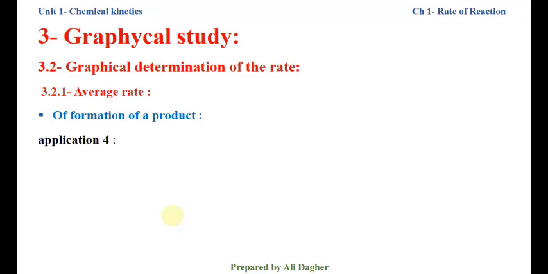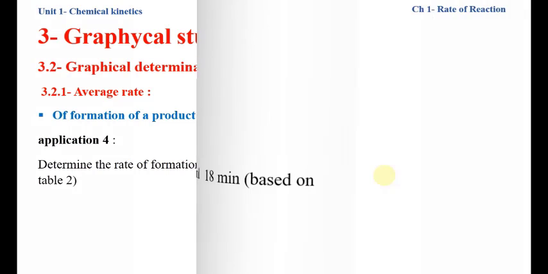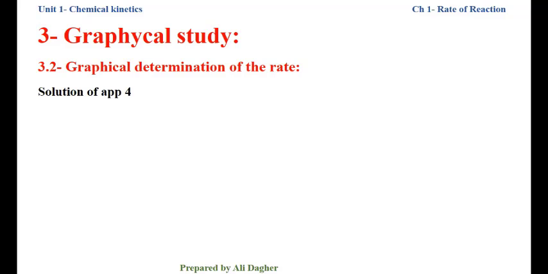Application 4. Determine the rate of formation of I2 between the 2 instants 6 minutes and 18 minutes based on table 2. Solution: we write the definition of the average rate of I2 between 6 and 18 equals delta concentration I2 over delta t.